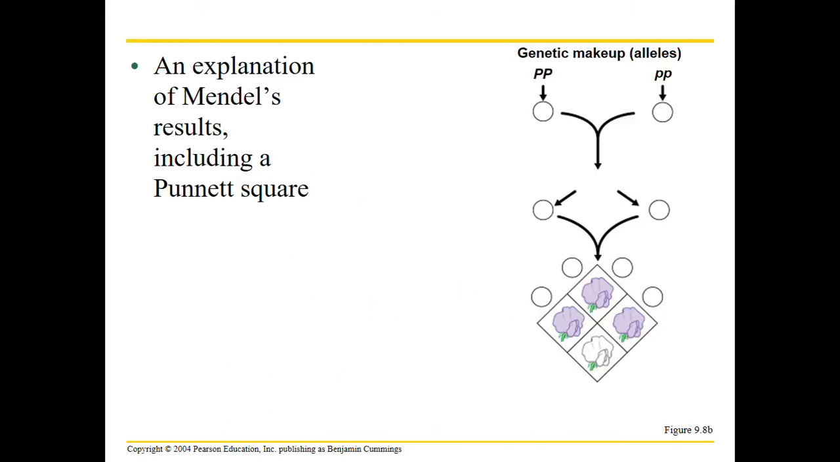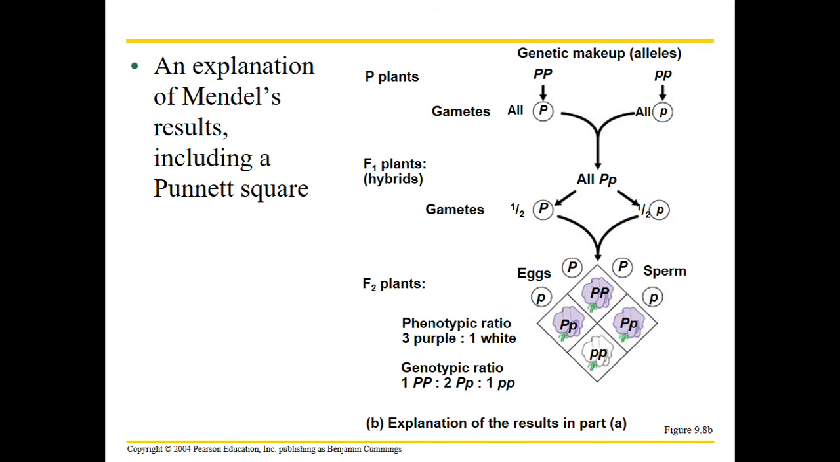Here's another example with that same flower color from earlier, purple versus white. Our purple flower is big P, and the white flower is little p. Big P for purple, little p for white. The purple flower sends a purple allele, which is dominant, and the white flower sends a white allele, which is recessive. So all of their offspring have a purple dominant allele.